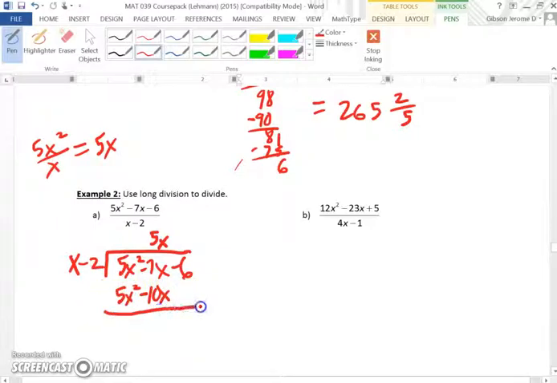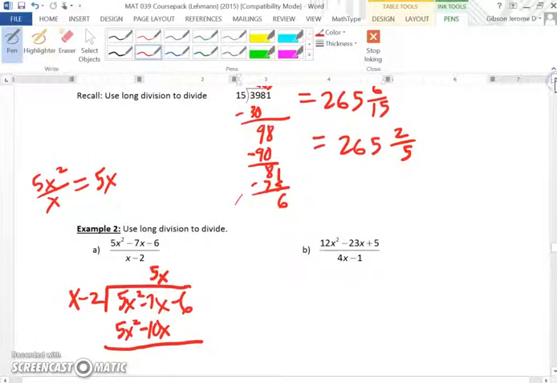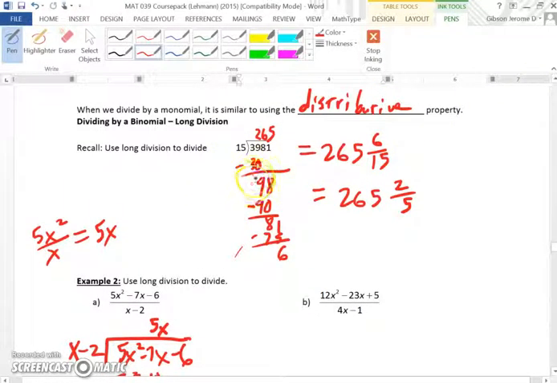Now, I want to ask you all something before we go to the next step. Let's go back here. Forget about the 65 and all this other stuff. When we did 15 into 39, we wrote 2, right? What's 2 times 15? 30, right? Why do we write minus 30? Because we're subtracting. Why? This is a positive times a positive. Why would we write minus 30? Subtract it from the 39.